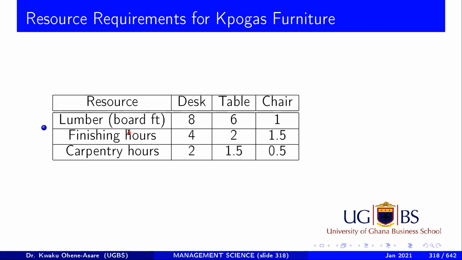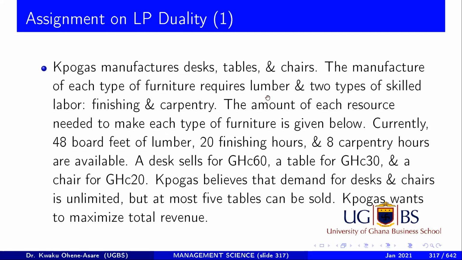Okay. Now, currently 48 board feet of lumber are available, 20 finishing hours are available, 8 carpentry hours available. A desk sells for 60, a table sells for 30, a chair sells for 20. Those are the decision variables.